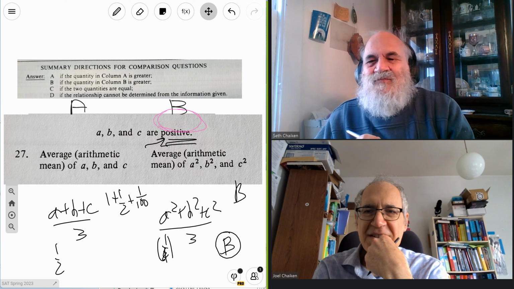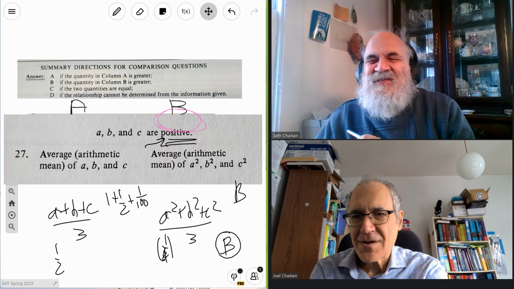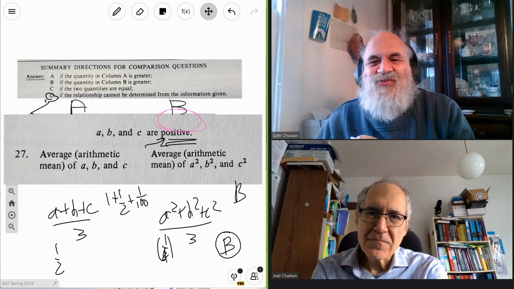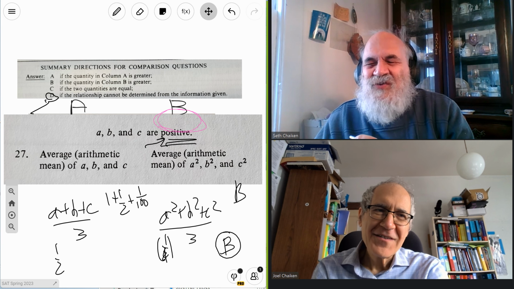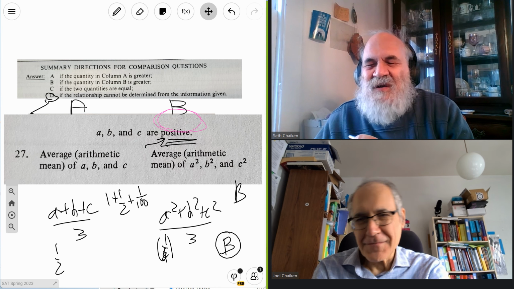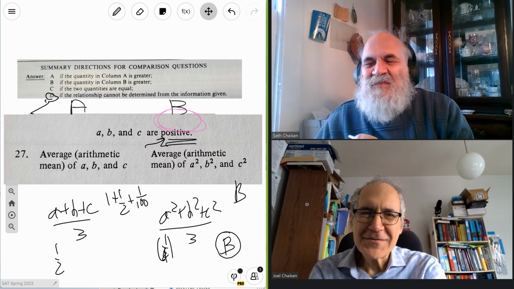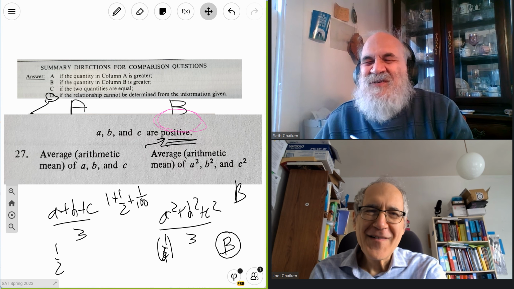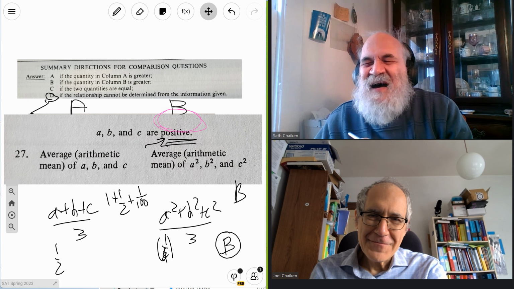Right. Yeah, okay. So the answer is A, B, and C are so big that when you square them, you get even bigger. Right. Then the squares are bigger. And therefore, the average of the squares is bigger than the average of the numbers themselves. If the numbers are really, really tiny positive numbers, when you square each one, it gets even tinier. So the average of the squares is tinier than the average of the sum.